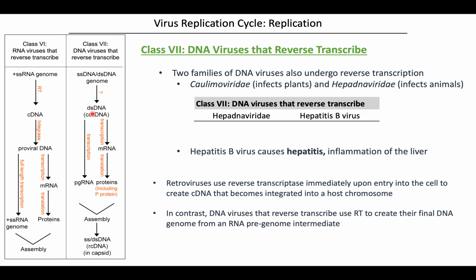But this will also be used as the template to form what's called the pre-genomic RNA through a transcription or transcription-like process. And this is where the reverse transcriptase comes in, using that pre-genomic RNA as a template to regenerate our partially single-stranded, partially double-stranded DNA genome. So we're going from RNA back to DNA. It's really for that nucleic acid replication step that the virus takes advantage of reverse transcriptase.